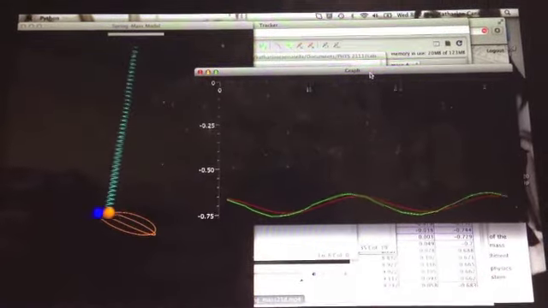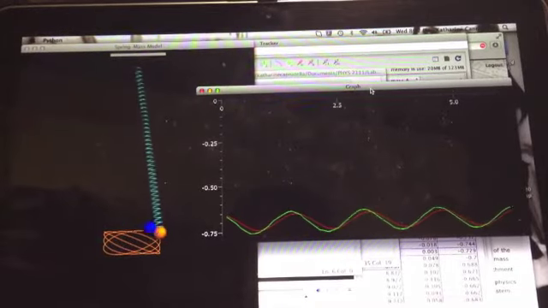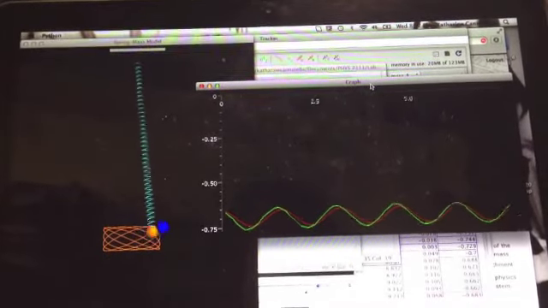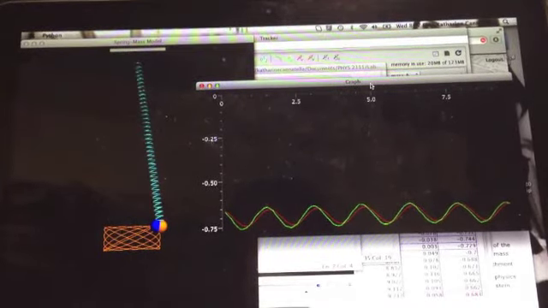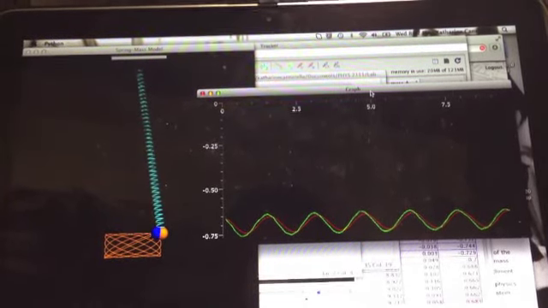The plot will show the mass's movement in the y direction. The orange ball shows the model, while the blue ball shows the experiment. In the plot, the red line shows the model, while the green line shows the experiment. You can see that there is pretty good agreement between the two.